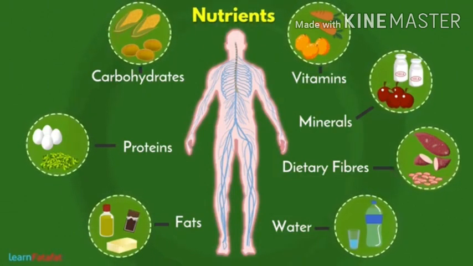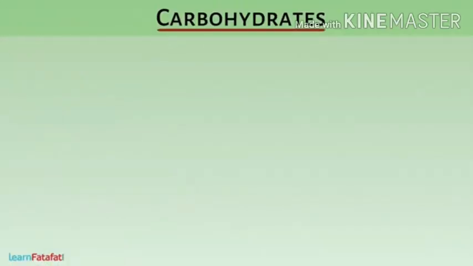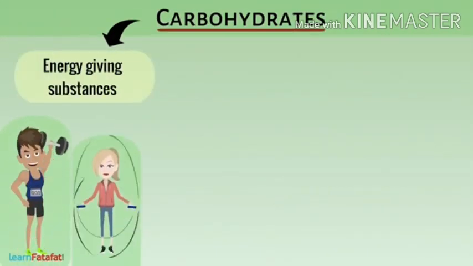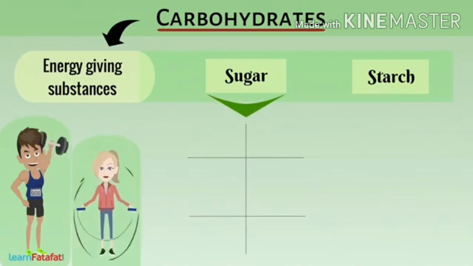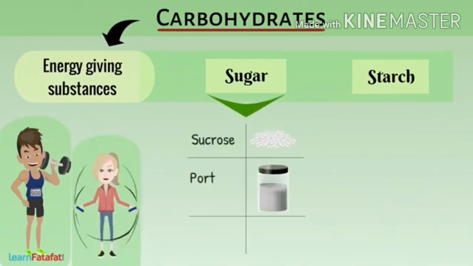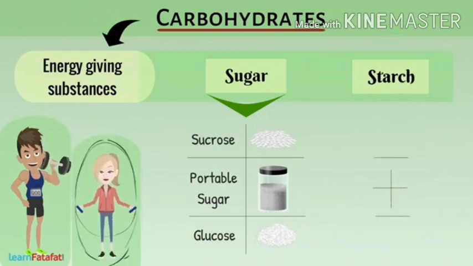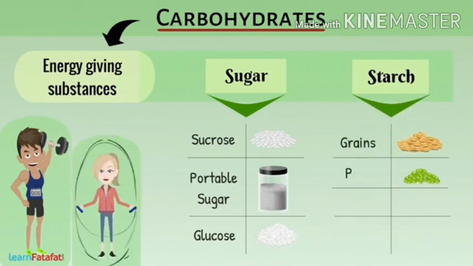Let's have a brief understanding of this. Carbohydrates. First we are going to discuss them. These are energy giving substances such as sugar and starch. Various kinds of sugar are sucrose, the table sugar which we add in tea, glucose, etc. Starches are found in grains, peas, potato, corn, etc., which are sources of carbohydrates.